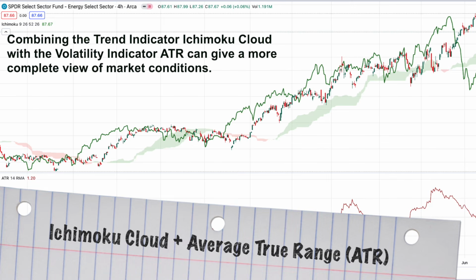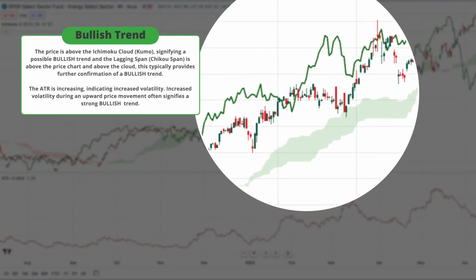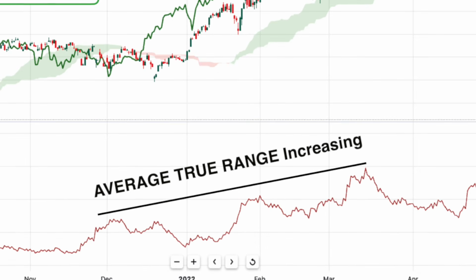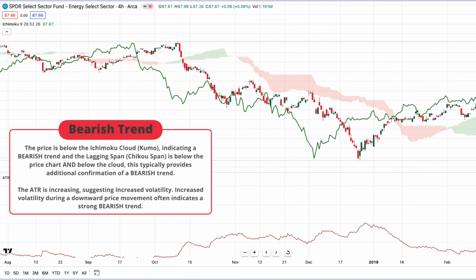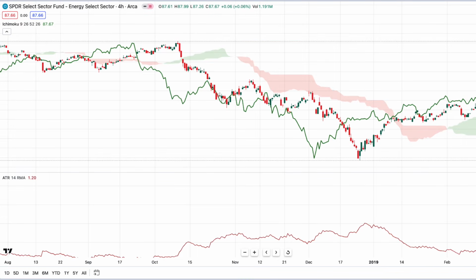Combining the trend indicator Ichimoku cloud and the volatility indicator average true range can give you a good view of the market. A bullish trend would be shown when the price is above the Ichimoku cloud, using that lagging span. When the Chikou span is above the price and also above the cloud, this is usually a bullish signal. Also, when the average true range is increasing. A bear trend would be when the price is below the Ichimoku cloud, and also when the Chikou span is below the price and below the cloud. This usually shows a bearish trend when the average true range is increasing, showing an increase in volatility.